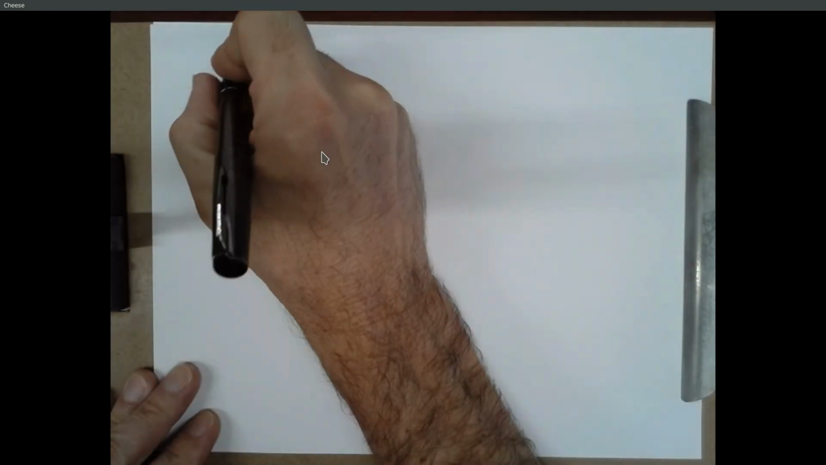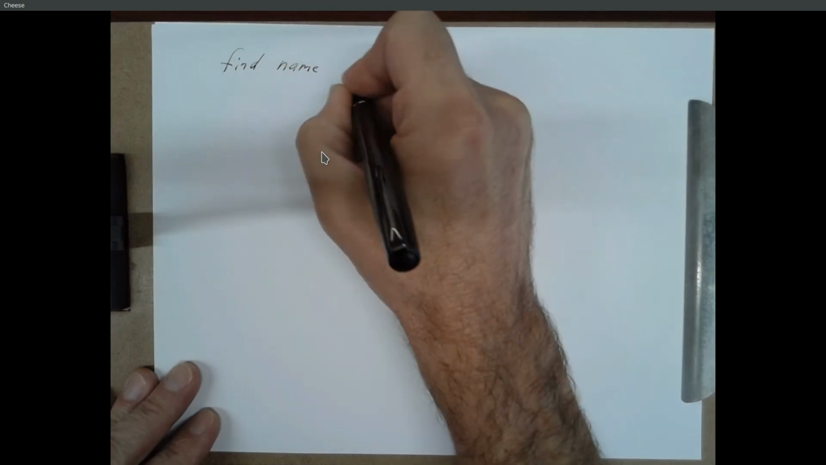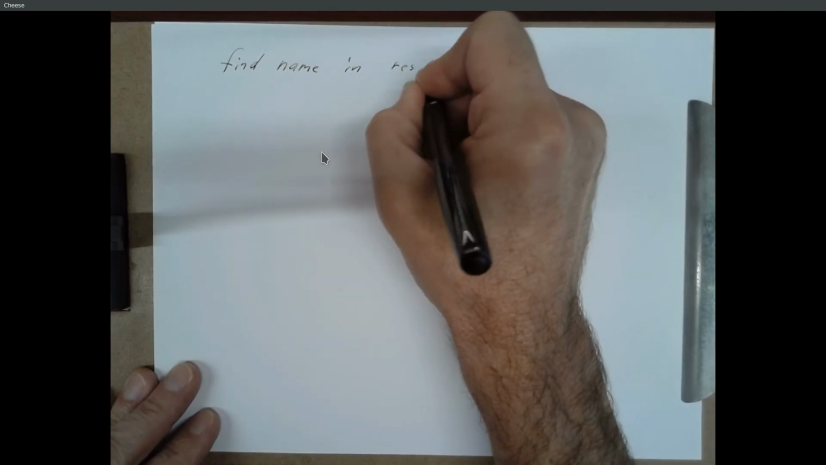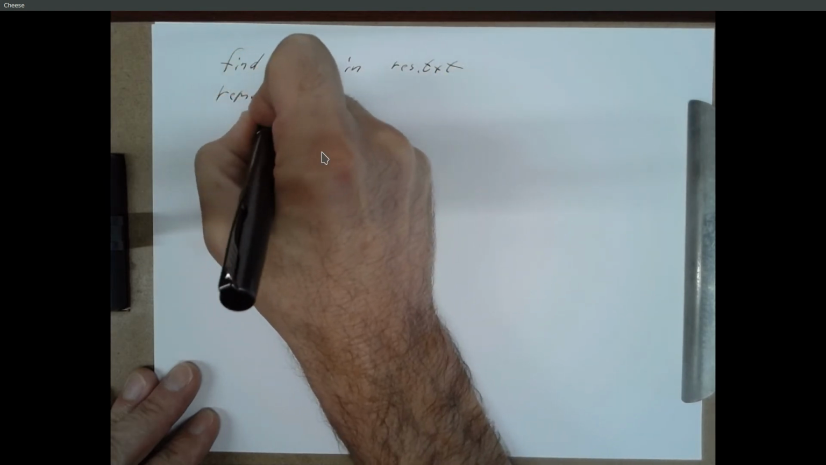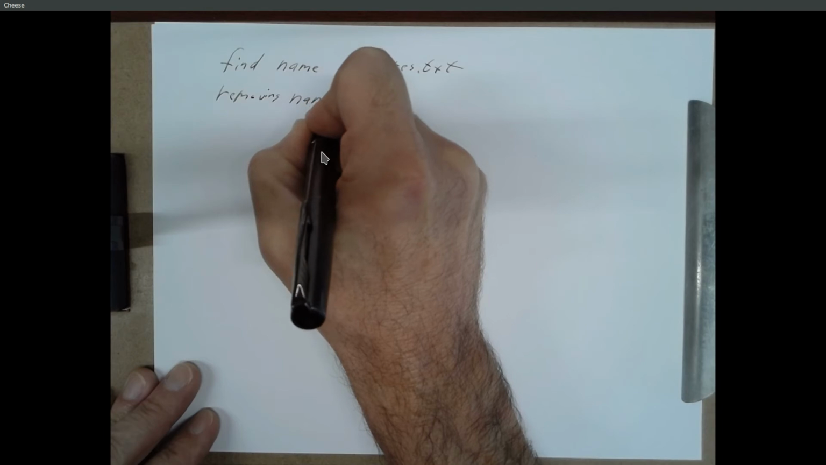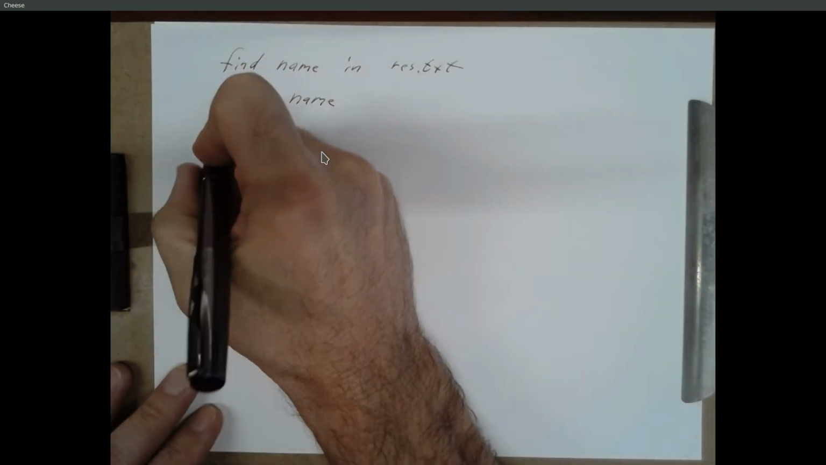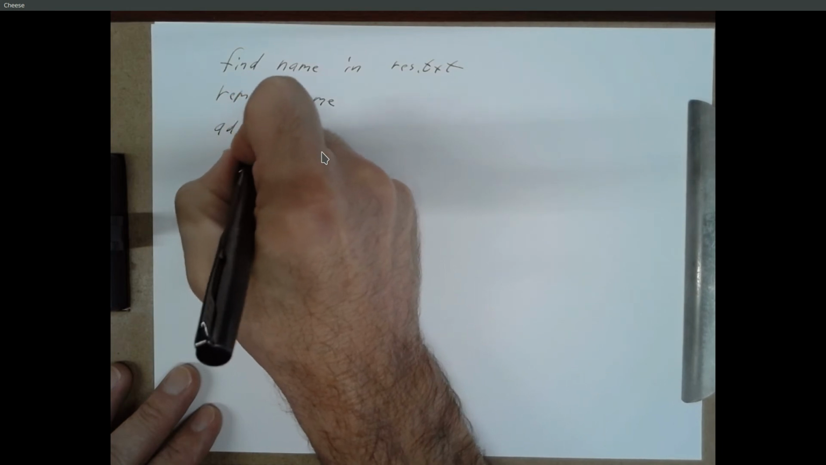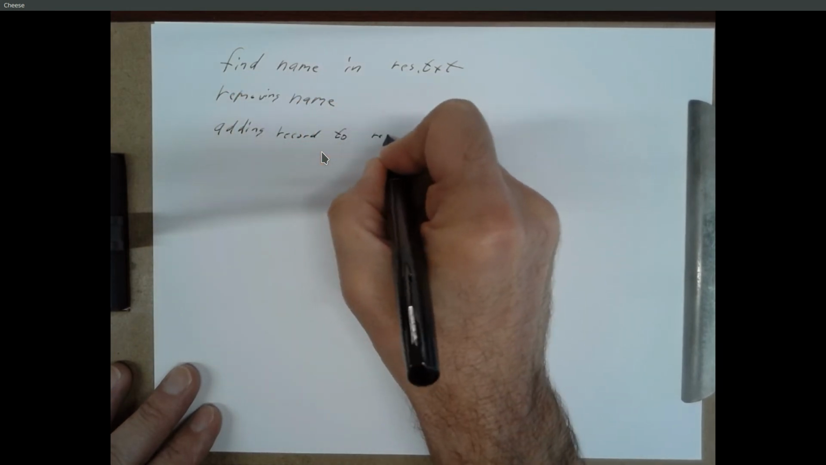All right, so there's a few things. There's finding a name in the reservation file. There's removing the name from the reservation file. There's adding a record to the reservation file.